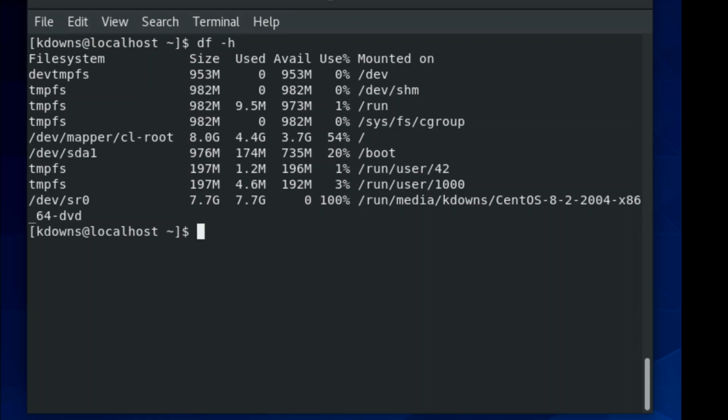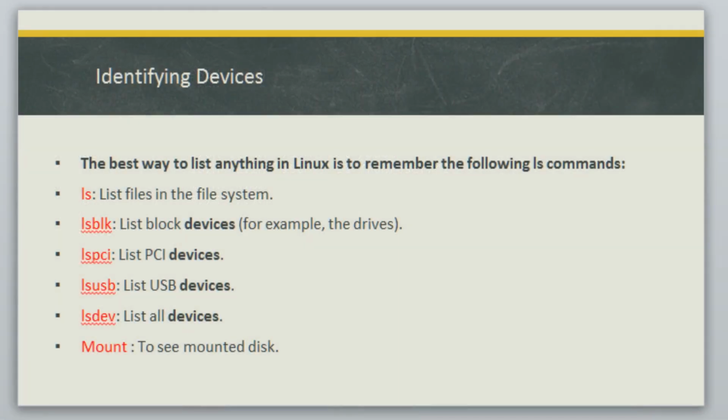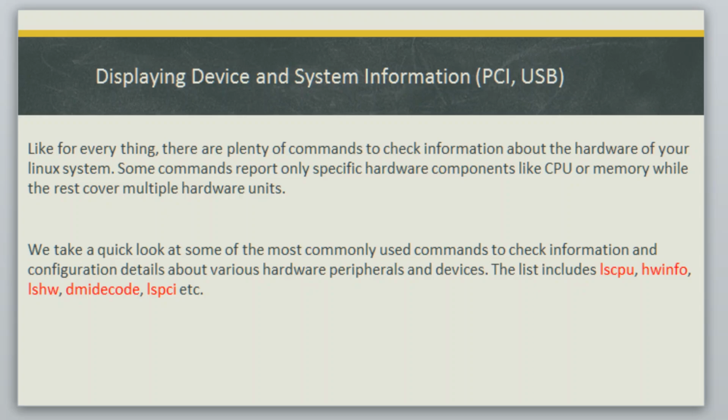Let's head back to our PowerPoint. So here's our next slide. Like for everything, there are plenty of commands to check information about the hardware of your Linux system. Some commands report only specific hardware components like CPU or memory, while the rest cover multiple hardware units. We're going to take a quick look at some of the most commonly used to check information and configuration details about various hardware peripherals and devices. The list includes lscpu, hwinfo, lshw, dmidecode, lspci, and others.